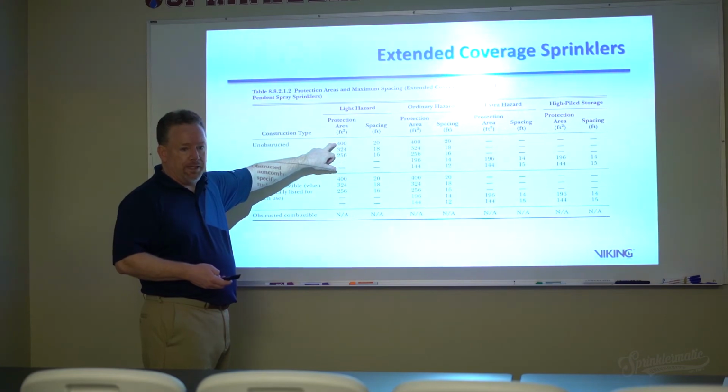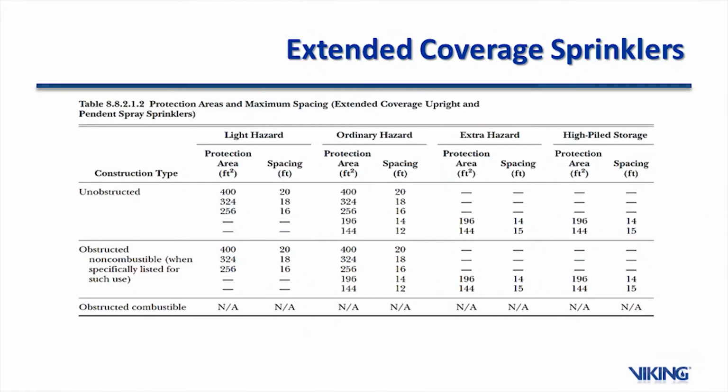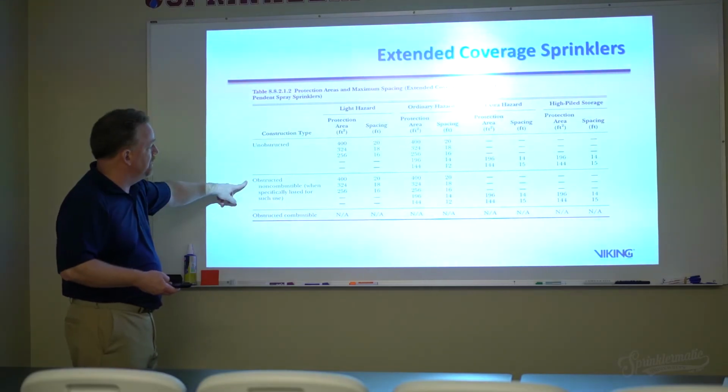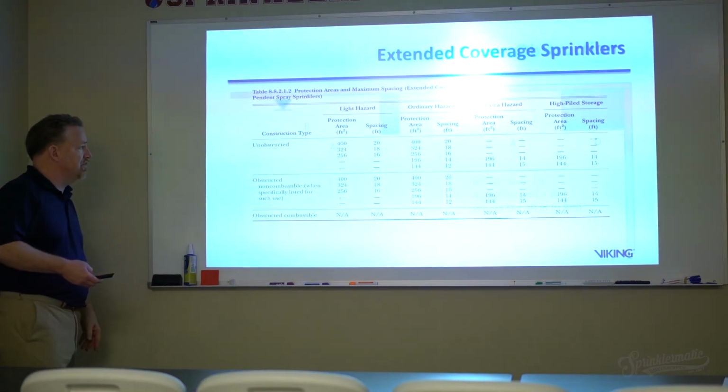All the way up to 20 by 20 spacing you can do. All right, starting off with coverage for upright impedance spray sprinklers, we can go up to 400 square feet in light and ordinary hazard. We can't do it in extra hazard, and we can't do it protecting pile storage. We can even do it in obstructed construction, but it needs to be listed for that. All right, pay attention to that.